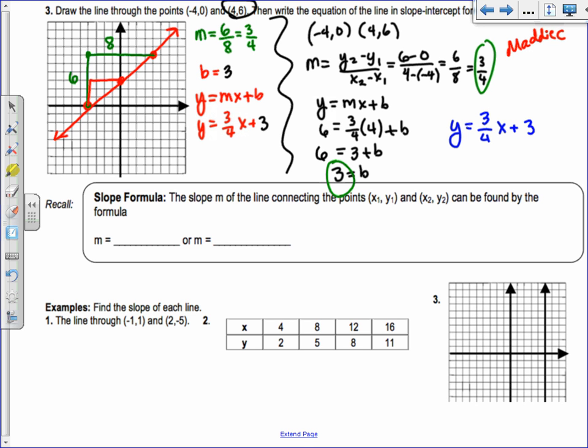Okay, so when we did it that way, we used the slope formula, which was the y2 minus y1 over x2 minus x1. You could do delta y over delta x, or you could just do the rise over the run, right? If you had the graph, just count the rise, count the run. Rise over run.